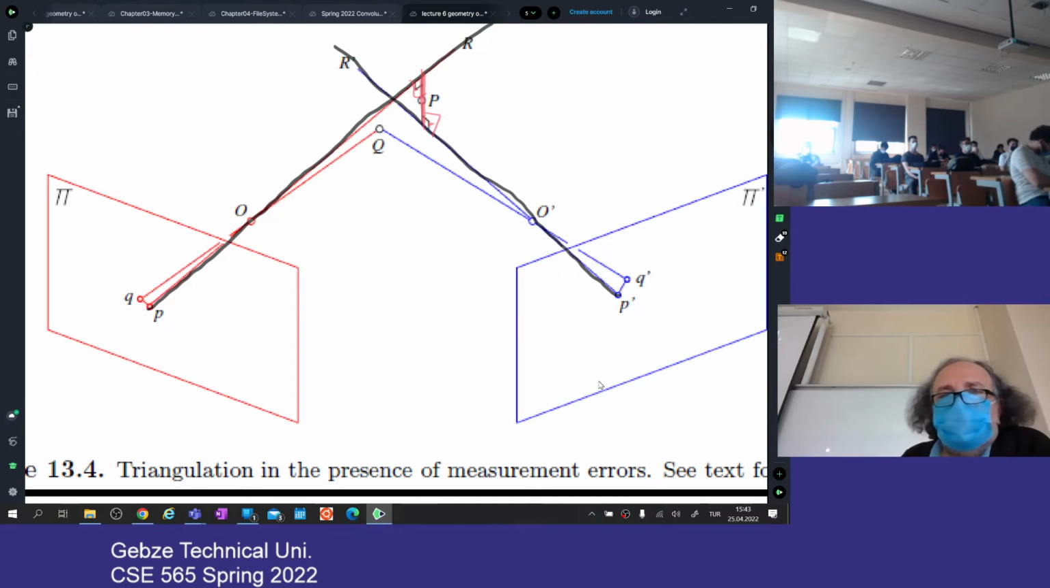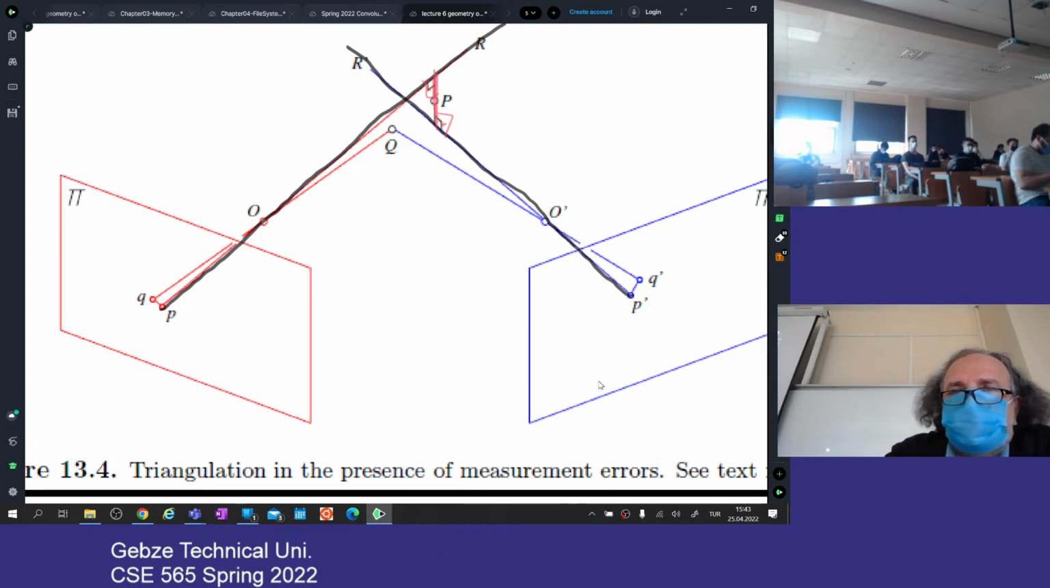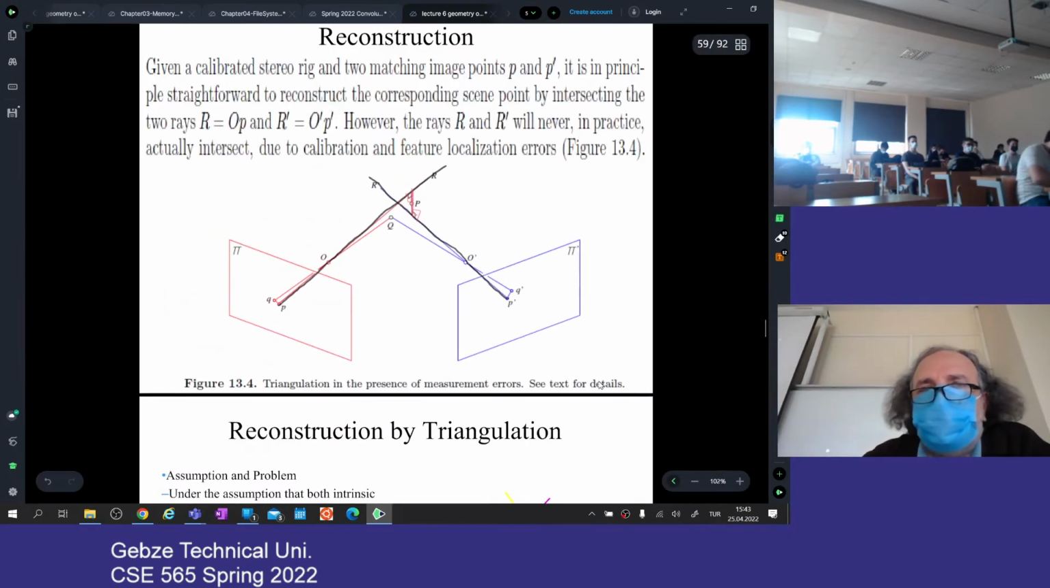So here I would do this. Find the minimal line segment that connects these two lines together, and find its center position. That's what I'm going to do.